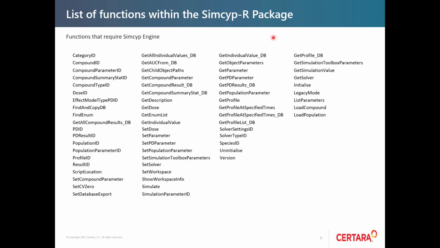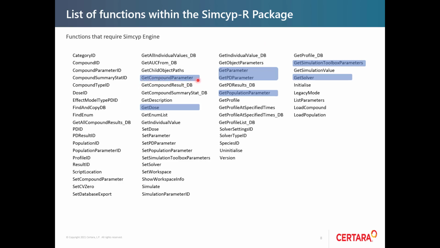On screen now, you can see the list of functions available within the Simcyp-R package. Here I'm going to describe the functions that are commonly used when writing a Simcyp-R script. The first group of functions are the getters. These functions, for example, you can see have the word get before the function name.